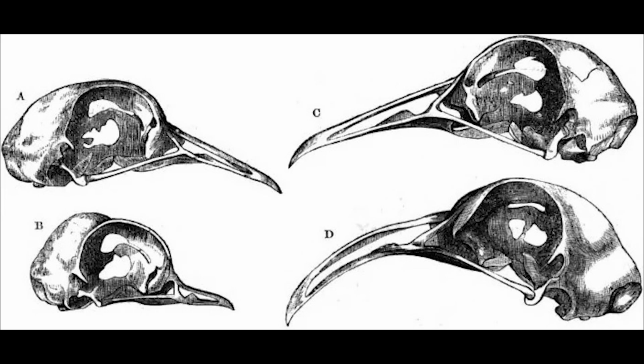As shown in the figure, pigeon skulls from Darwin's The Variation of Animals and Plants Under Domestication, 1868. A represents the wild rock pigeon, while B represents the short-faced tumbler. On the other hand, C represents the English carrier, and lastly D represents the bagdad carrier.